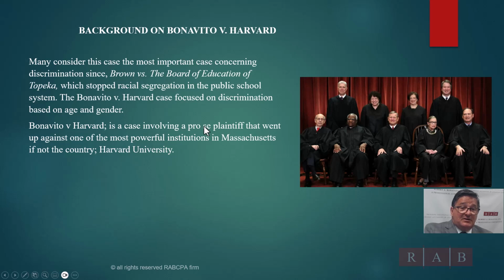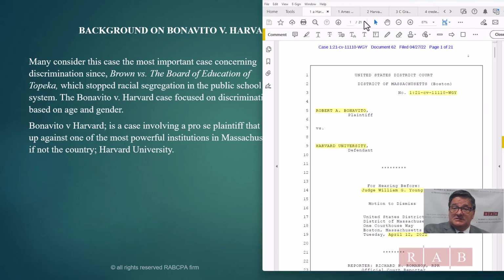So this case involves a pro se plaintiff that went up against one of the most powerful institutions, Harvard. And we go through the judge's qualifications in the first part of this video. You'll see that he was basically an employee of Harvard. But let's take a look at the transcript and actually go through and see what happened in court. Okay. Now, this is the transcript.